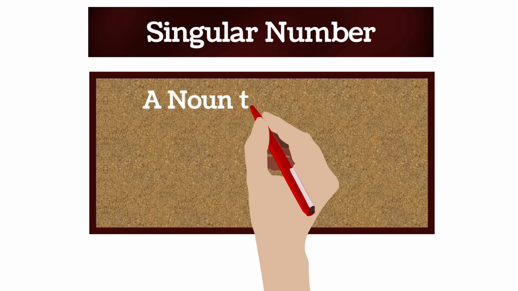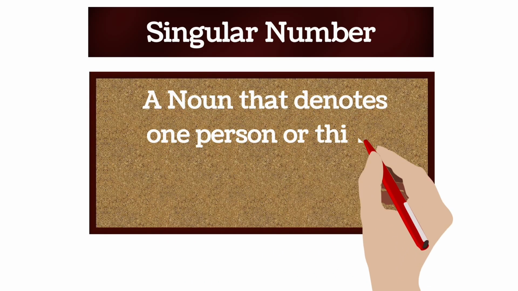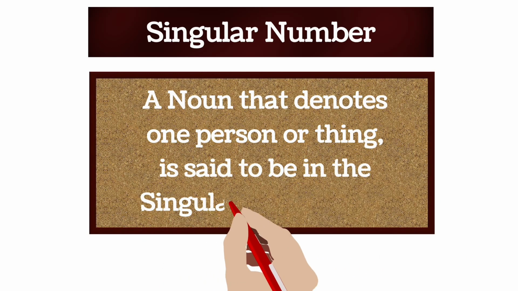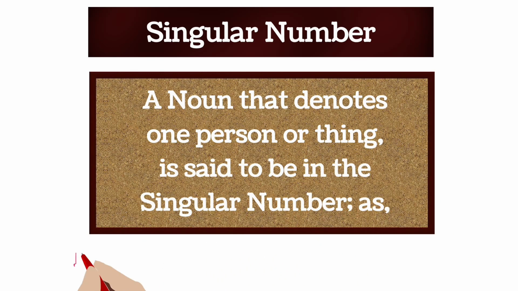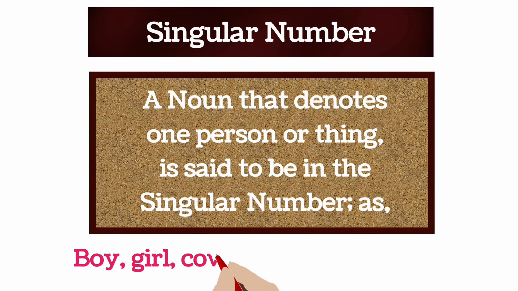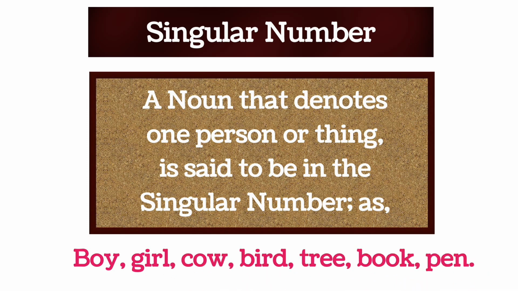What is singular number? A noun that denotes one person or thing is said to be in the singular number. Is boy, girl, cow, bird, tree, book and pen, etc.